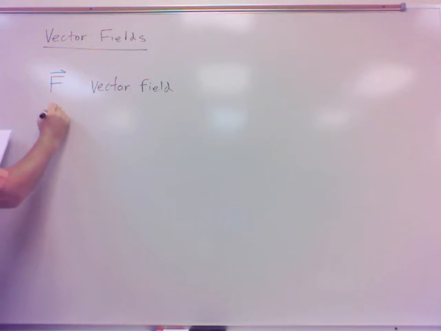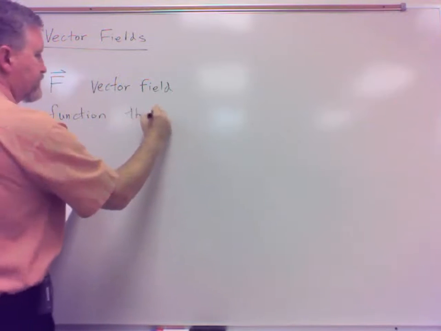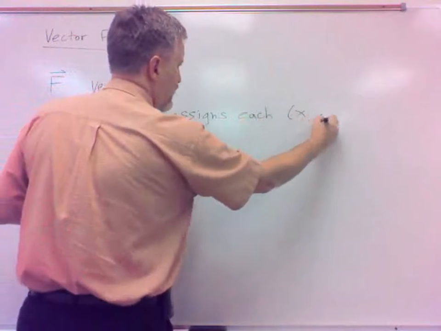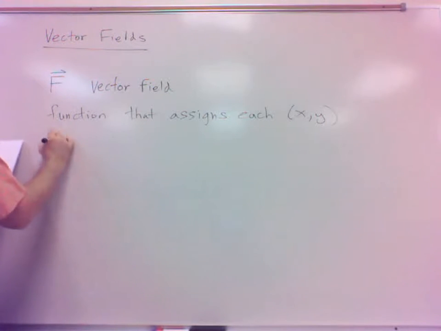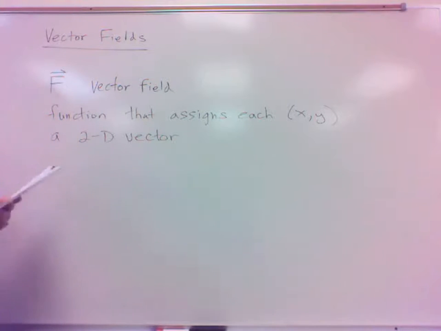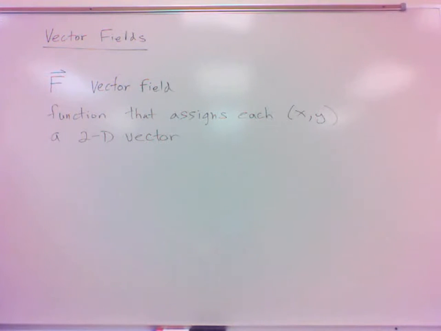It's a function that assigns each x, y, x comma y, a 2-dimensional vector. Graphically speaking, if you've seen a wind chart on the Weather Channel or something like that, you've seen an example of a vector field, and we'll draw one here in just a second.